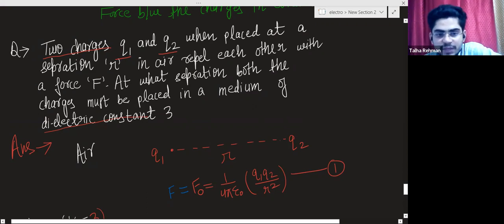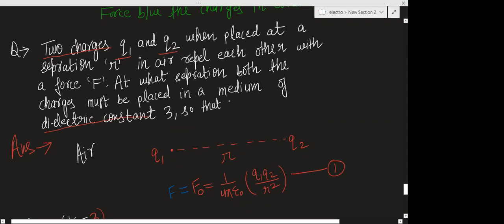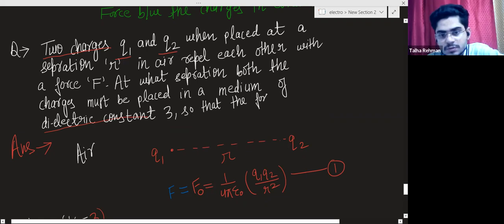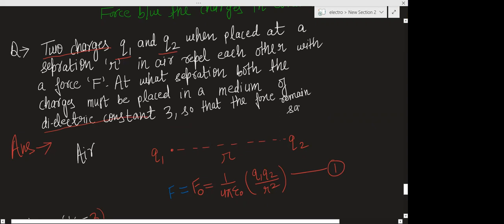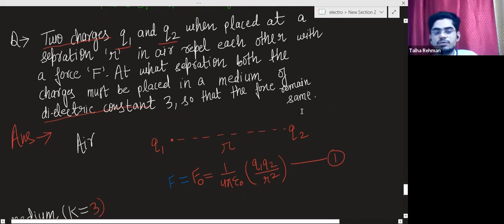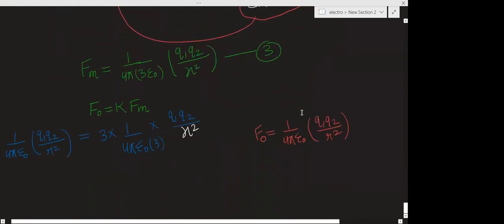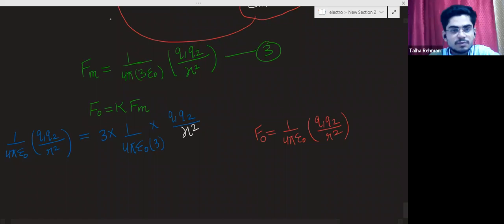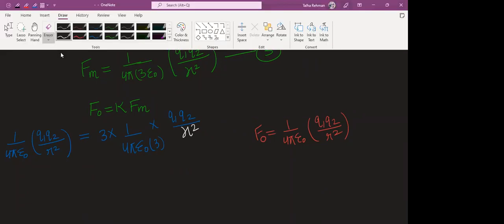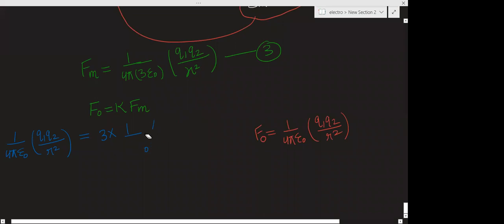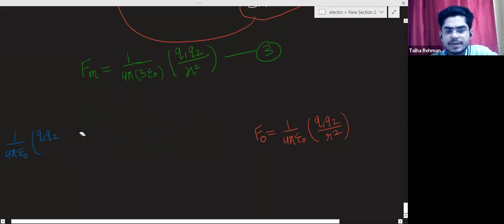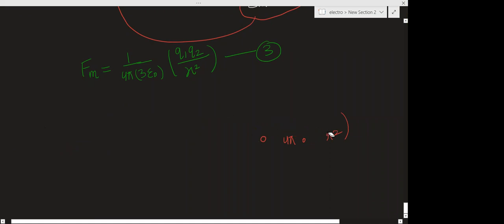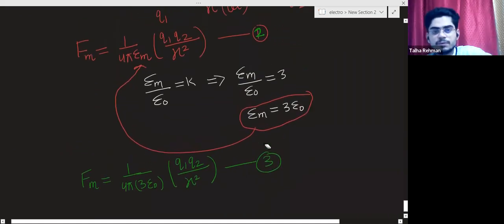The full question is: at what separation must both the charges be placed in a medium of dielectric constant 3 so that the force remains the same? See, the question was wrong. The force remains same. So force remains same means we have done all the things correctly, only the last part. Sorry for that, someone gave me the wrong question.